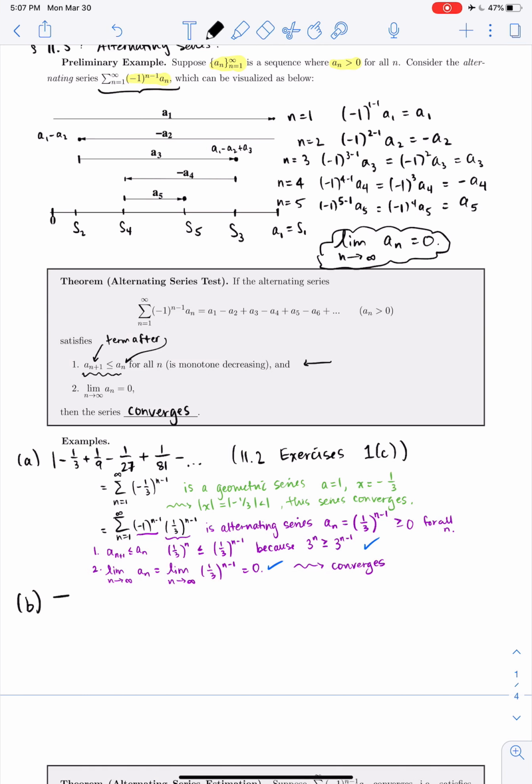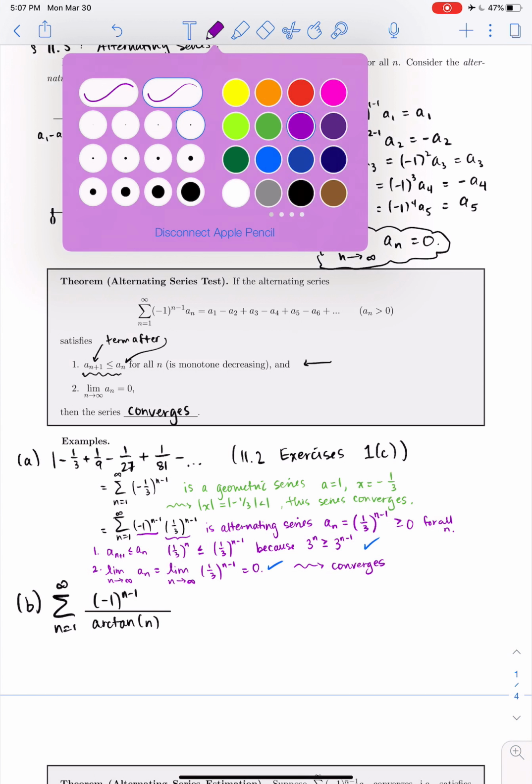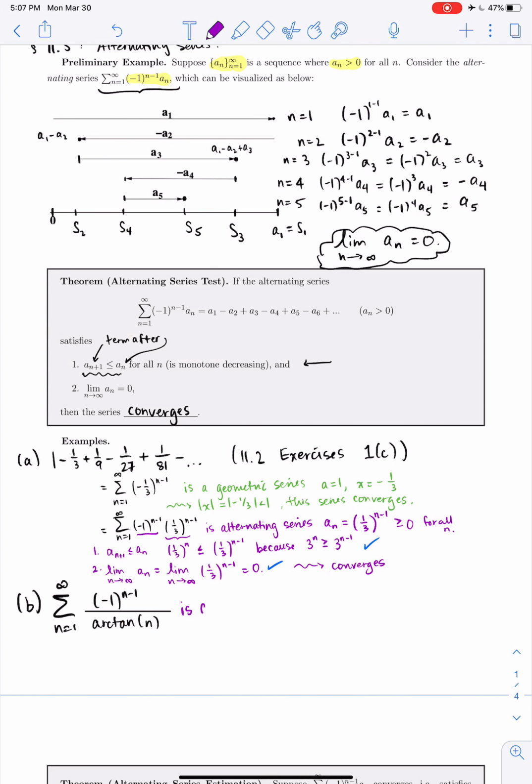How about the series from n equals 1 to infinity of minus 1 to the n minus 1 all over arctan of n. So first of all, this is not a geometric series, in contrast to example A. So we can't use the geometric series test of the common ratio to determine convergence. It is, however, an alternating series.